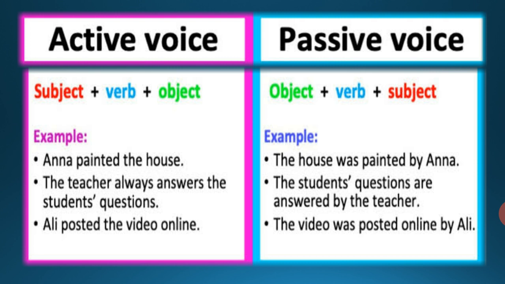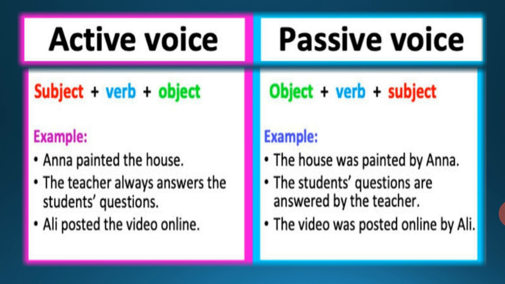Anna painted the house. Anna is the subject. Painted the house: house is the object. Painted is an action, that is the verb. So Anna, the subject, is the doer, and he does the action towards the house. That is called active voice.